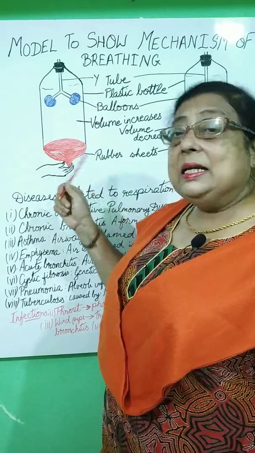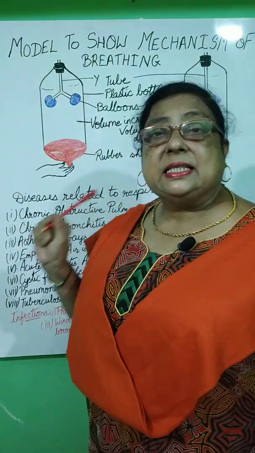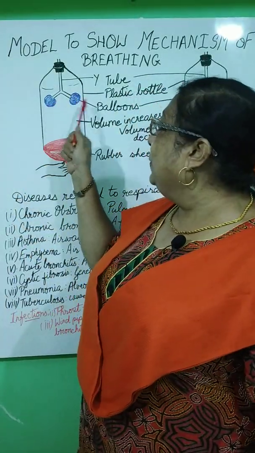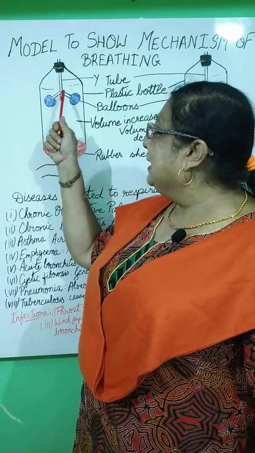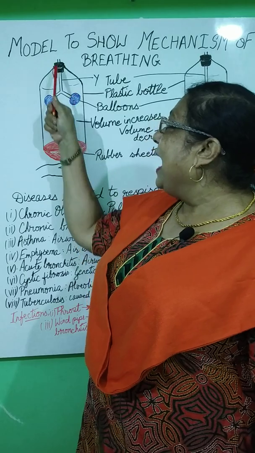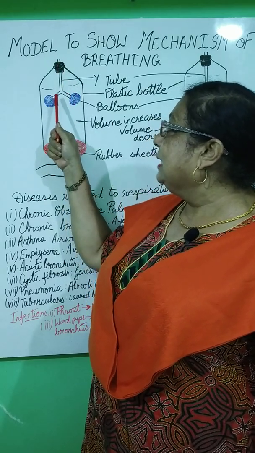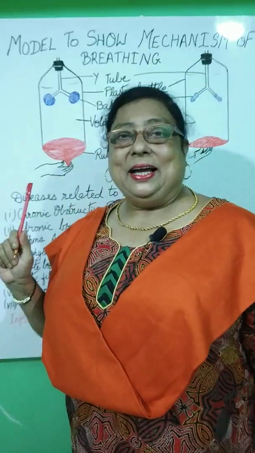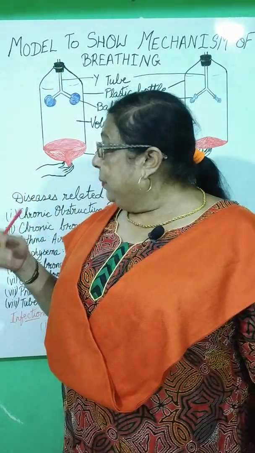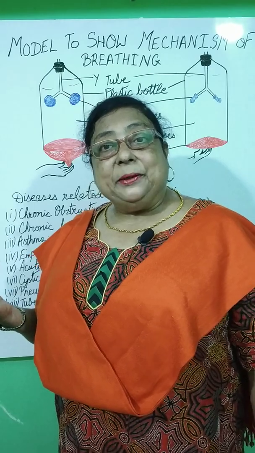So this is the diaphragm. This rubber sheet represents the diaphragm, and these balloons, they represent what? Your lungs. And this represents your bronchus, and these are the bronchi, and on top is the trachea. Now we come to the mechanism of breathing.